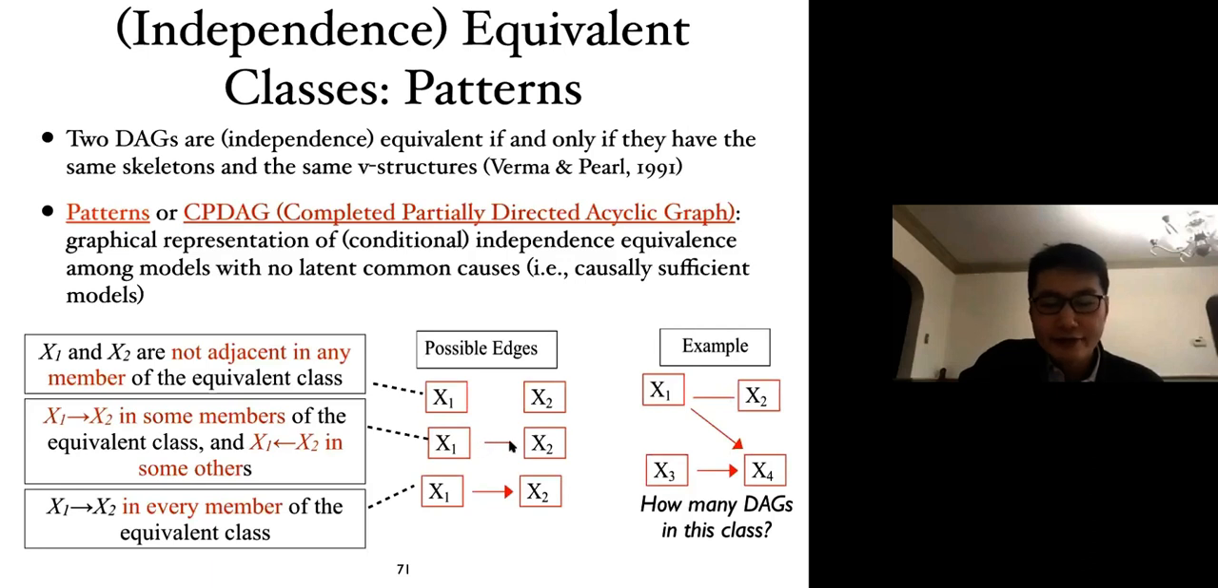And if you have this undirected edge, we know that, oh, in some cases it goes this way, and in some cases it goes in the other way. And in this case, we know that they are not adjacent in any member of the equivalence class. This is how you can interpret the result. So in this example, how many DAGs do we have in the equivalence class? So clearly it's 2, right? Go this way and go this way.